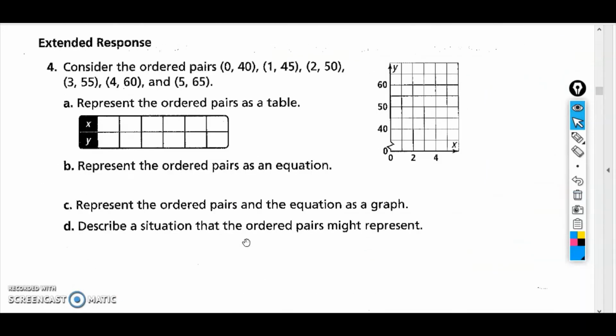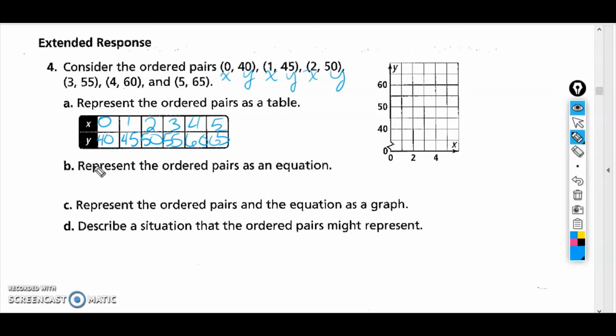Number 4. Consider the ordered pairs (0, 40), (1, 45), (2, 50), (3, 55), (4, 60), and (5, 65). So first thing I want to know is represent the ordered pairs in this table. Well, the first number is always x, and the second number is always y in each one. So 0 is matched up with 40, 1 is matched up with 45, 2 is 50, 3 is 55, 4 is 60, and 5 is 65. So I already noticed that each of my x's goes up by 1, and my y's go up by 5.